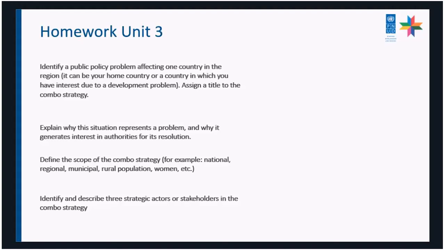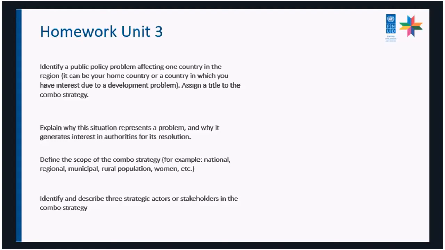So we want you to identify this problem and bring us a lot of details: which is the specific population affected by this problem, why this situation is a problem, and why it will generate interest of authorities to be solved. Also, it's important to define the scope of this combo strategy.